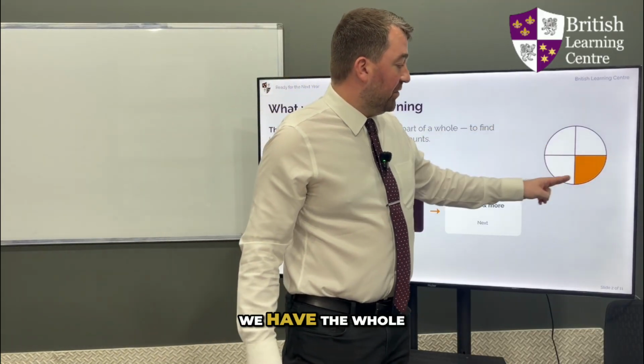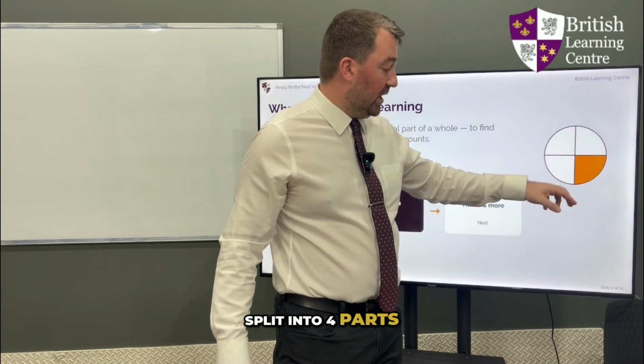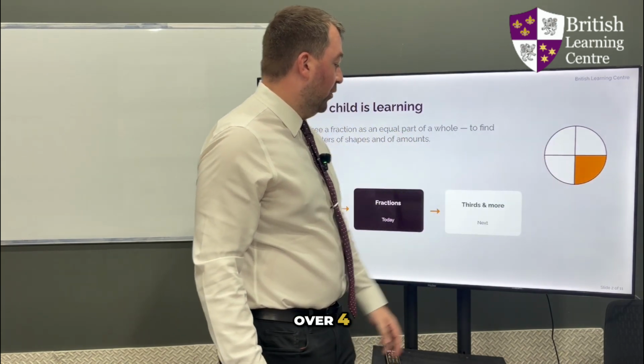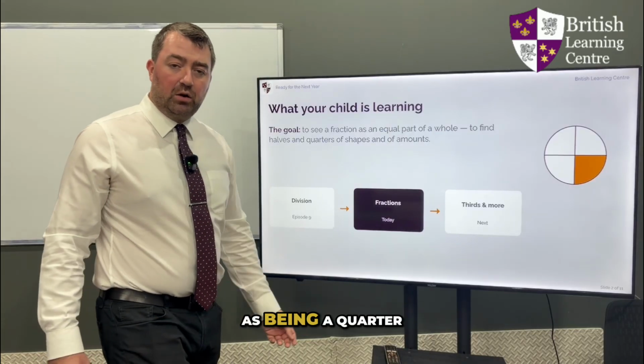So in this case, we have the whole. This has been split into four parts. We're looking at one part. That would be 1, the numerator, over 4, which we will recognise as being a quarter.